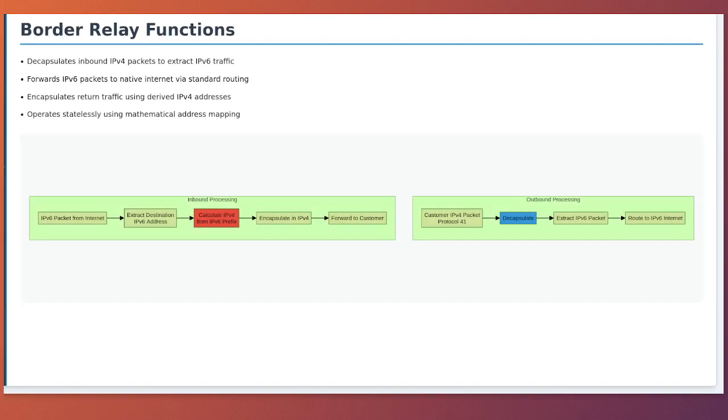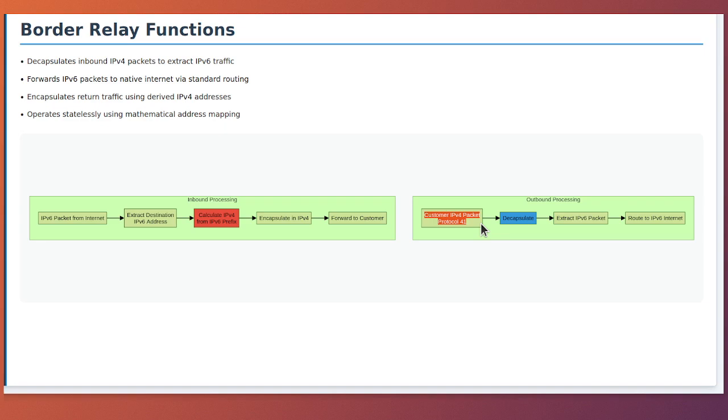Border relay operation. The border relay, sometimes called the BR or 6RD relay, is a critical component in the 6RD architecture. It sits at the edge of the ISP's network and serves as the gateway between the IPv4 provider network and the IPv6 Internet. Understanding its operation is key to grasping how 6RD enables end-to-end IPv6 connectivity despite an IPv4 core network. When the border relay receives an IPv4 packet with protocol number 41, it knows this is an encapsulated IPv6 packet from a 6RD customer.